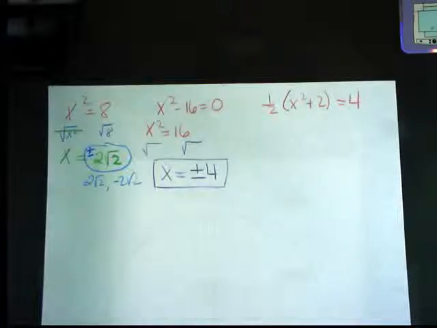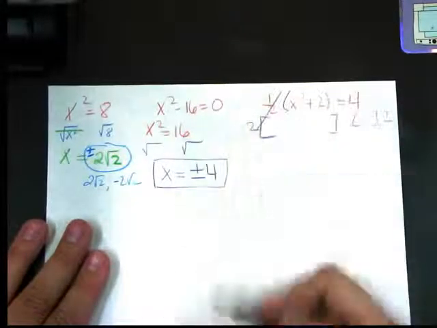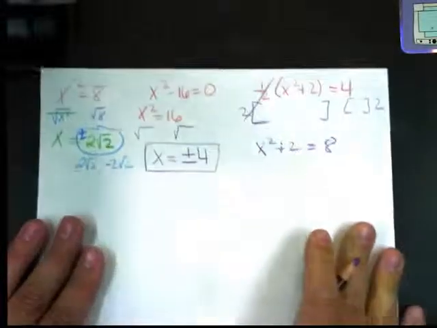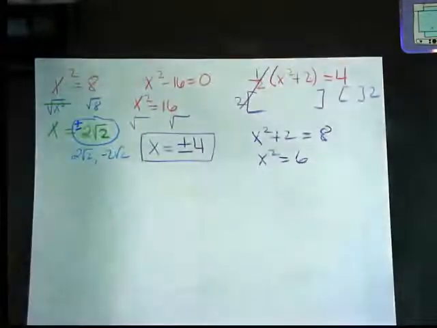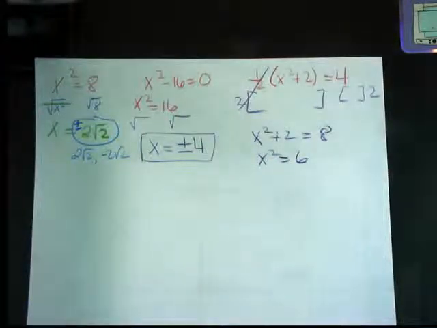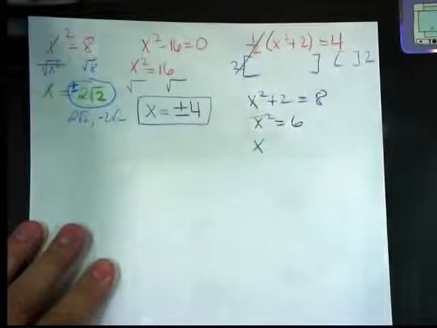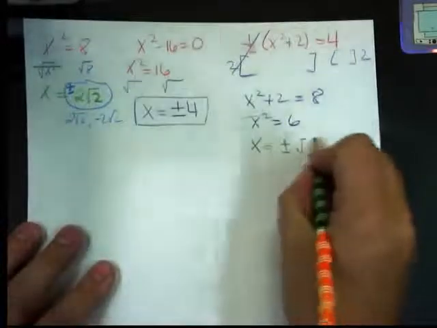With our solving methods that we've been working on for many years now, but specifically back in chapter 1, I would multiply both sides by a 2 so that the 1/2 part canceled. Then subtract the 2. So I get x squared is 6. When I square root both sides on this one, when I square root the square, that goes away. I always get two answers, plus minus square root of 6.